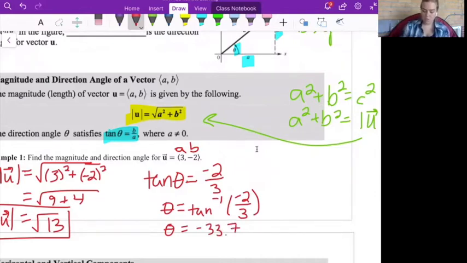But with this vector, so if we have our normal xy plane, this is going to be 3, negative 2, 1, 2, 3, 1, 2. So this is our vector, where it ends at the point 3, negative 2. And so when we're doing this, we want this direction angle. So this is the theta that we want. So what we need to do is add 360 to what our calculator gives us if it's negative.